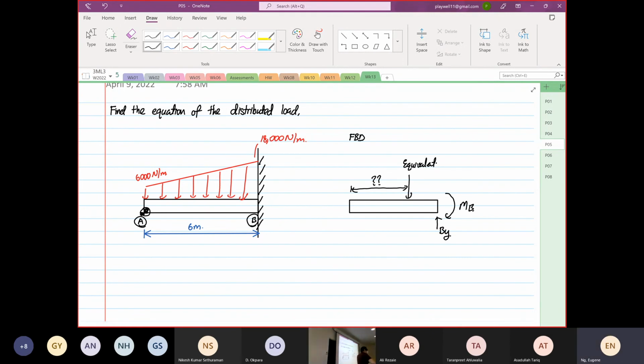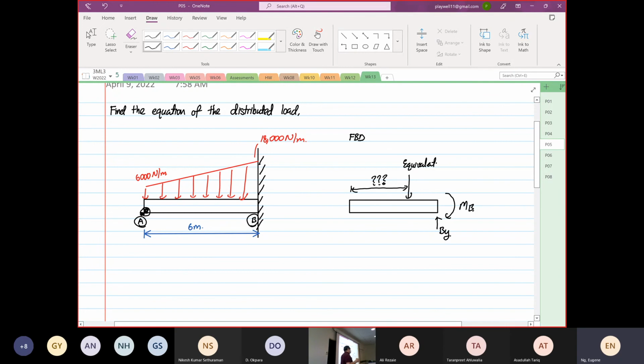I can tell you this, it's not 2L over 3, because it's not a triangle. It's flat down here, not a triangle. It's a trapezium, yes or no? So we don't know this position. We don't know this location.